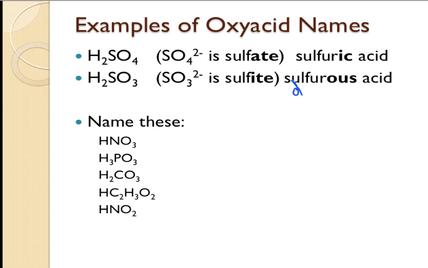So if we have H2SO4, you should remember that the SO4 with a -2 charge is the sulfate ion. So we're going to take that oxyanion's name and add an ic. The sulfates are a little weird because you do actually add that ur. So H2SO4 is sulfuric acid. H2SO3, SO3 is the sulfite ion, and we're going to name that sulfurous acid.